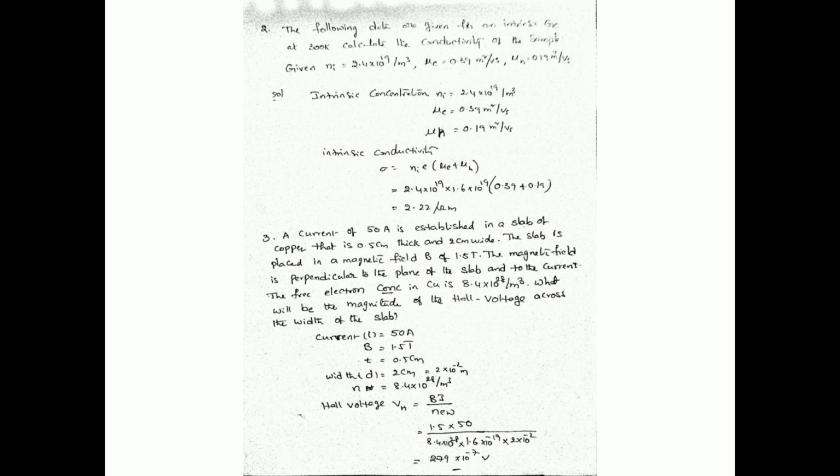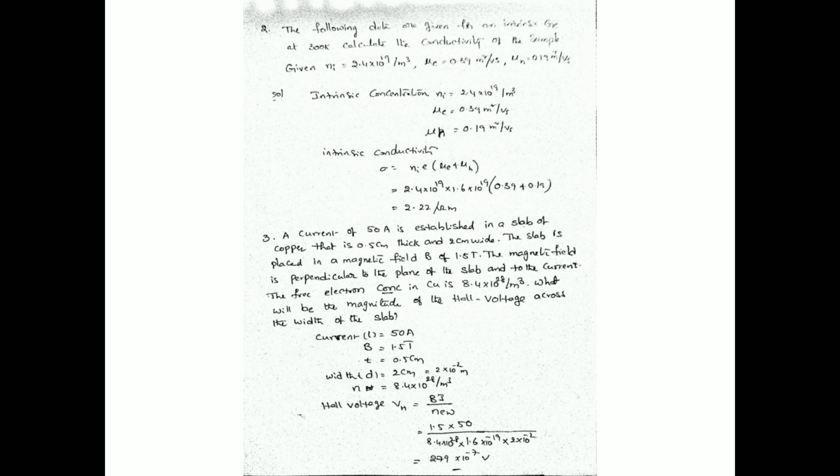Third problem, on the Hall effect. A current of 50 amperes is established in a slab of copper that is 0.5 centimeters thick and 2 centimeters wide. The slab is placed in a magnetic field B of 1.5 Tesla. The magnetic field is perpendicular to the plane of the slab and to the current. The free electron concentration in copper is 8.4 into 10 power 28 per meter cube. What will be the magnitude of the Hall voltage across the width of the slab?